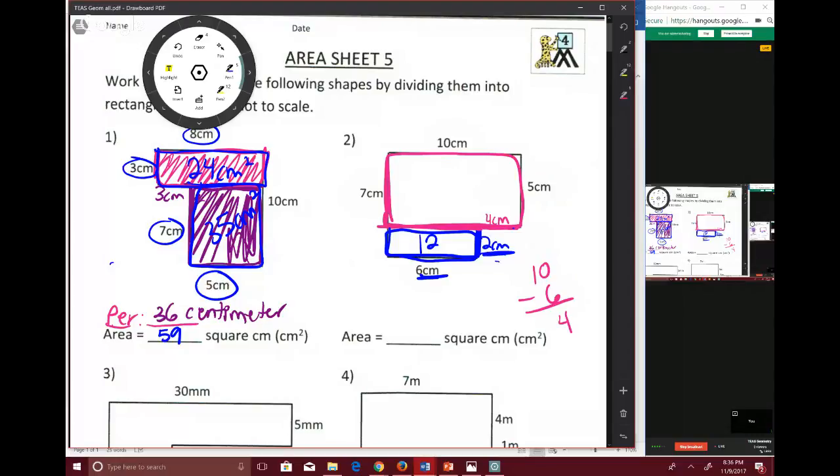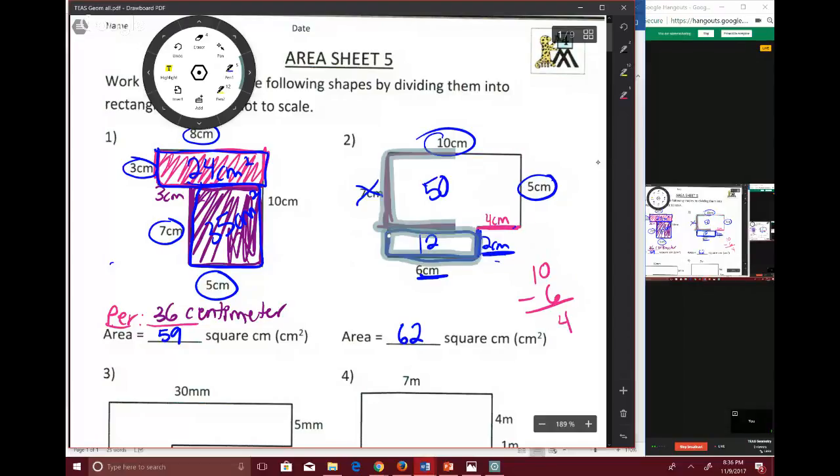When we look at my pink rectangle, 7 is the one that we don't want to use. That's in both of them. 5 is the one we do, and then 10. So sometimes you will have a parent side involved, and sometimes you'll even have 2 parent sides involved, but you've got to make sure it's not going into 2 areas. So I've got a 50 and I've got a 12, and that is an area of 62.